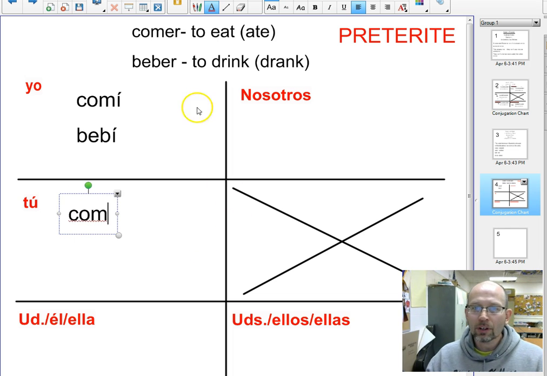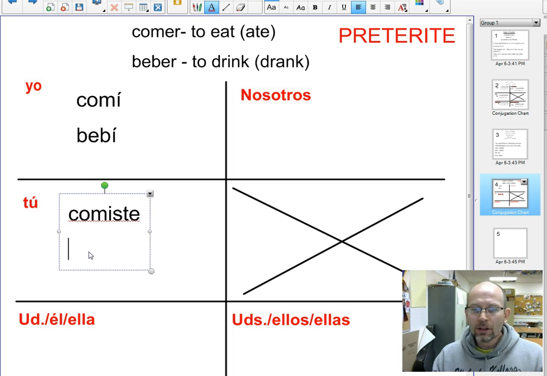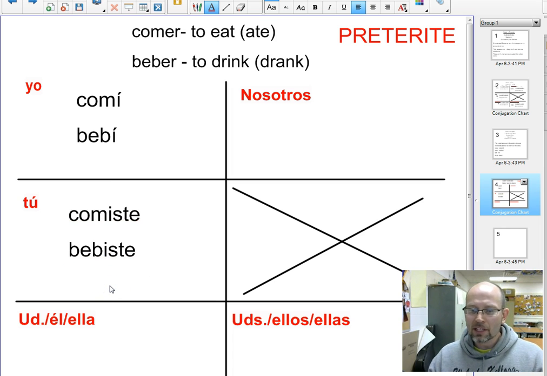How do you do the tú form? Again, we're going to take off our ending like we always have. We always take off the ER. And the tú form, to be able to say you ate, you say comiste. I-S-T-E. No accent mark needed. And the beber is bebiste, because they're, of course, exactly the same.